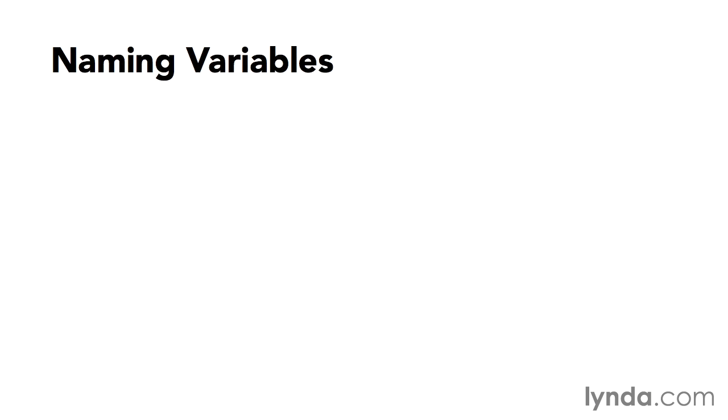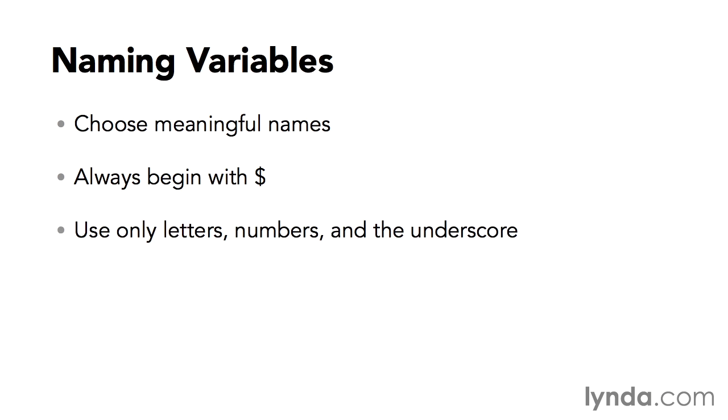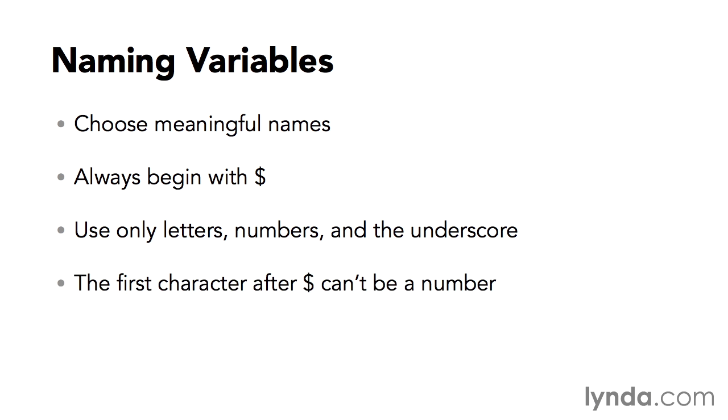So to recap, choose meaningful names for variables. Always begin variable names with a $ sign, use only letters, numbers, and the underscore, but don't use a number as the first character after the $ sign. And above all, remember that variables are case sensitive. Using the wrong combination of uppercase and lowercase is one of the most common beginner mistakes.